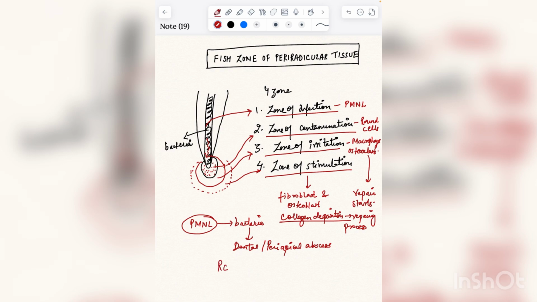So, root canal therapy will lead to sterilization of the canal, and thus the periradicular region will heal itself after the root canal therapy of the canal.